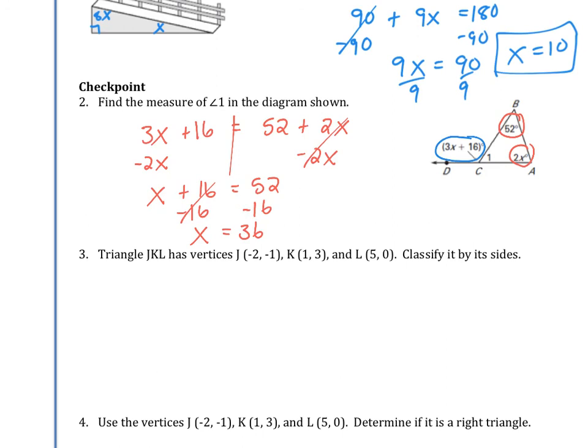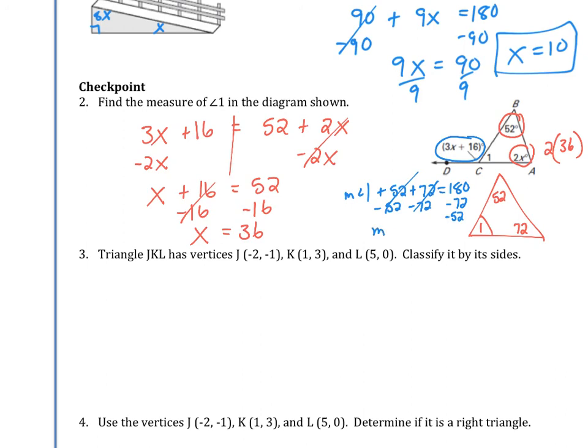So to find the measure of angle 1, this gets kind of tricky now. If x is 36, we have this triangle, right? This is 52 degrees. How big is the other angle if we do 2 times 36? 2 times 36 would give us 72. And what do you know about a triangle? The triangle adds up to 180. So if we want to find angle 1, it'd be angle 1 plus 52 plus 72 equals 180. We're going to minus 72 and minus 52 to get the measure of angle 1 is equal to 180 minus 72 minus 52, which would be 56 degrees.